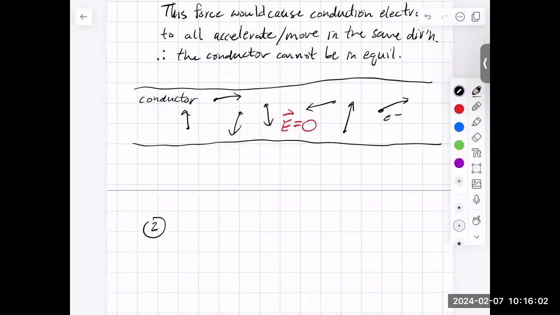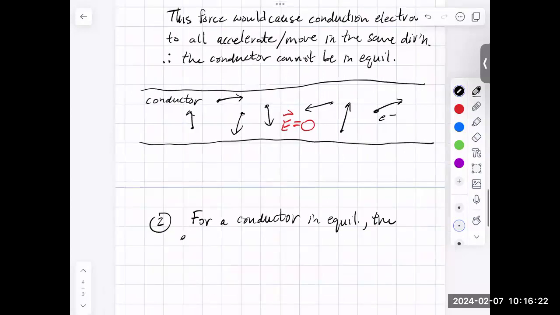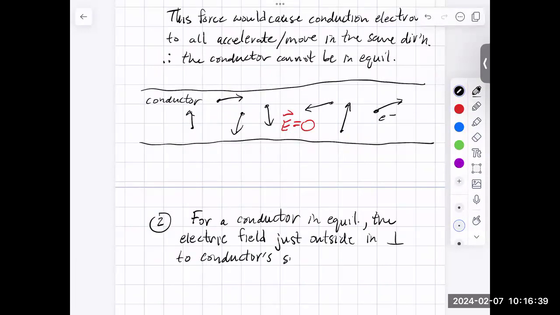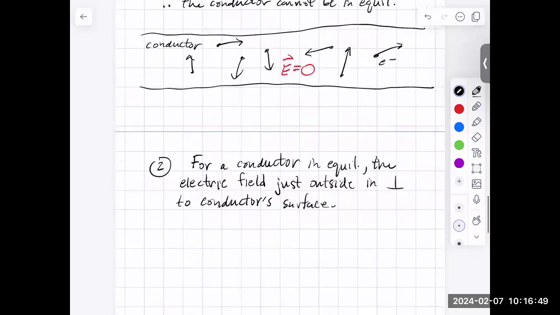And so we can talk about what's the electric field around the outside surface of our conductor. Okay, so for a conductor in equilibrium, the electric field just outside is perpendicular to the conductor surface. Okay, so that's our second claim, and we're going to try to justify this basically using similar sort of logic as we did for the first claim.